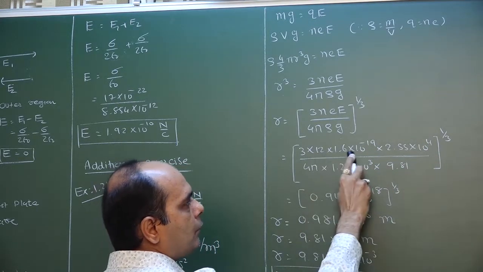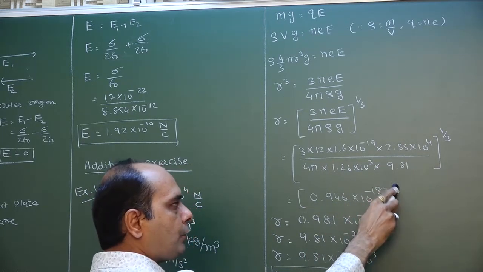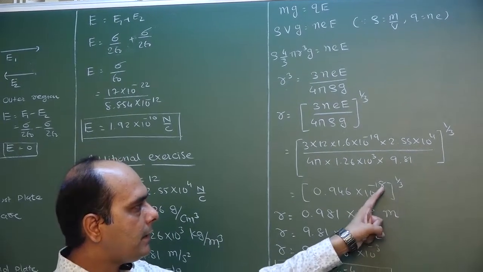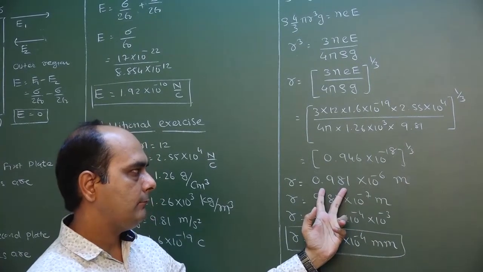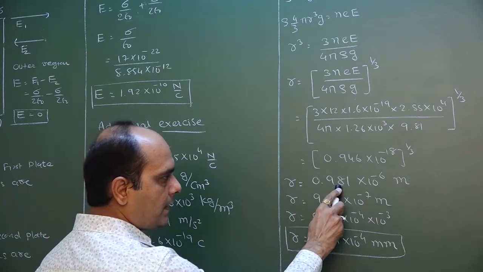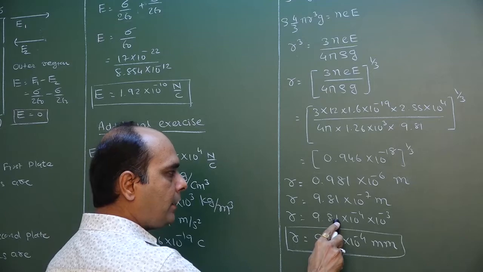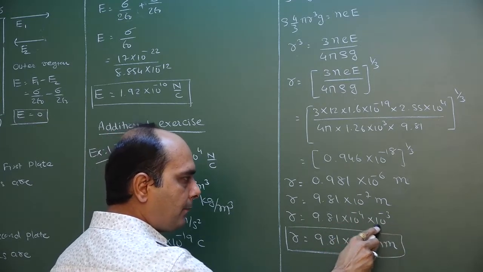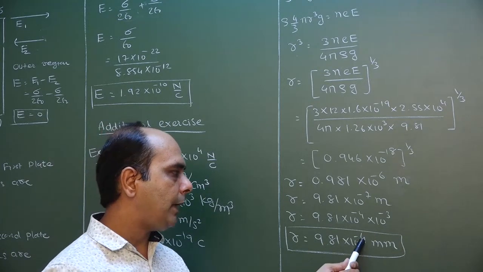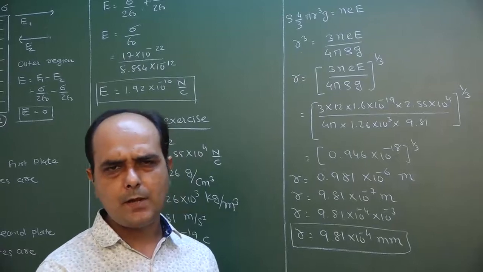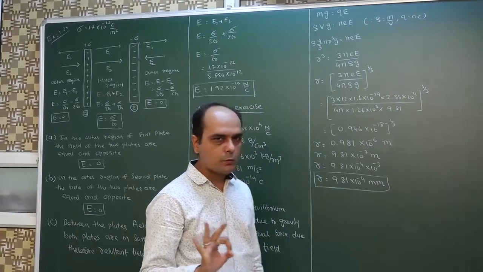By calculating all these values, your answer will be 0.946 × 10^-18, whole raised to 1/3. Minus 18 by 3 is minus 6. The cube root of 0.946 is 0.981. Now shift the decimal: 9.81 × 10^-7 meter. So you can write 9.81 × 10^-4 and convert to millimeter. So the radius of the oil drop is 9.81 × 10^-4 millimeter. It is just a simple calculation that you can do yourself also. Okay? Now this example number 25 is also completed.